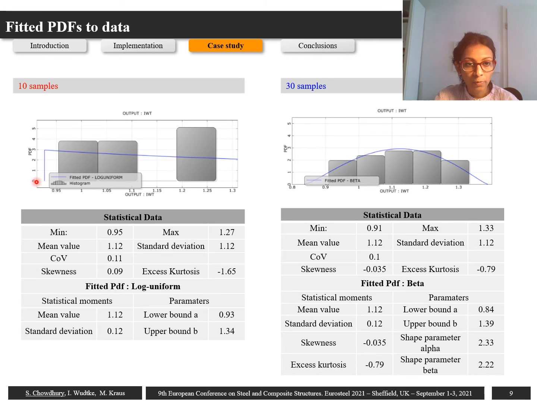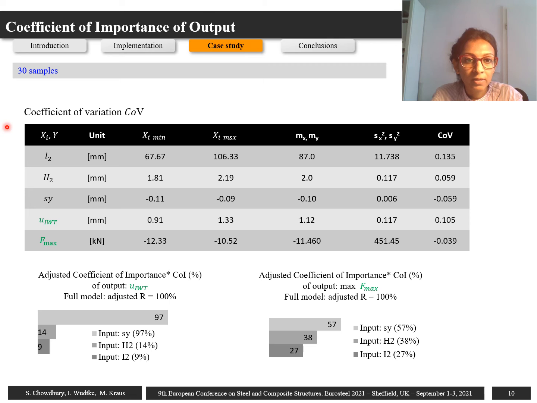For example, when we do the fitted PDF with 10 samples, we see the distribution is log uniform, and when we do the fitting with 30 samples, we see the fitted PDF is the beta distribution. Now we see the coefficient of variation of input parameters and output parameters. If the value of input parameters is higher than the output parameters, we say the model is not robust. So in this case, we have L2 as the highest, which is an input parameter, and Fmax as the lowest, which is an output parameter. So we can say that the model is not robust yet.